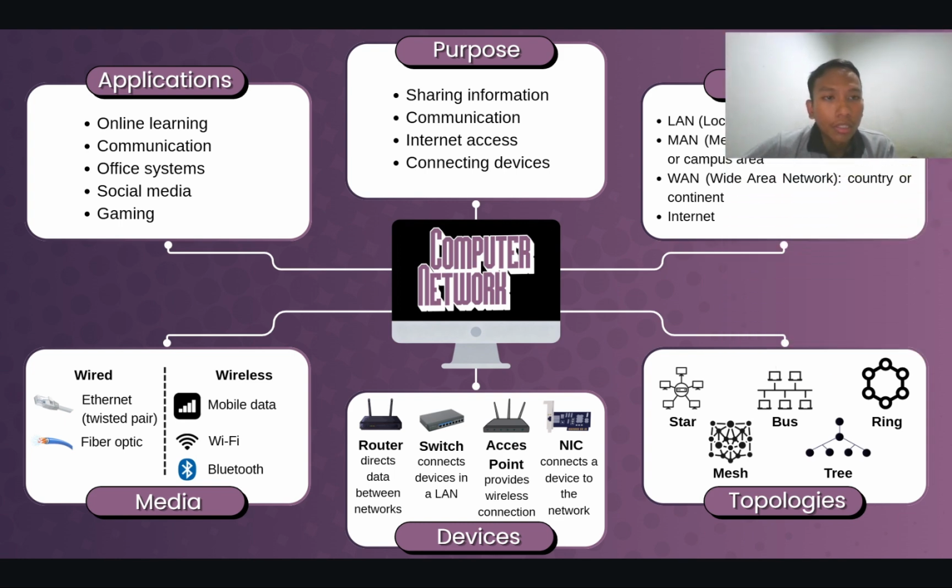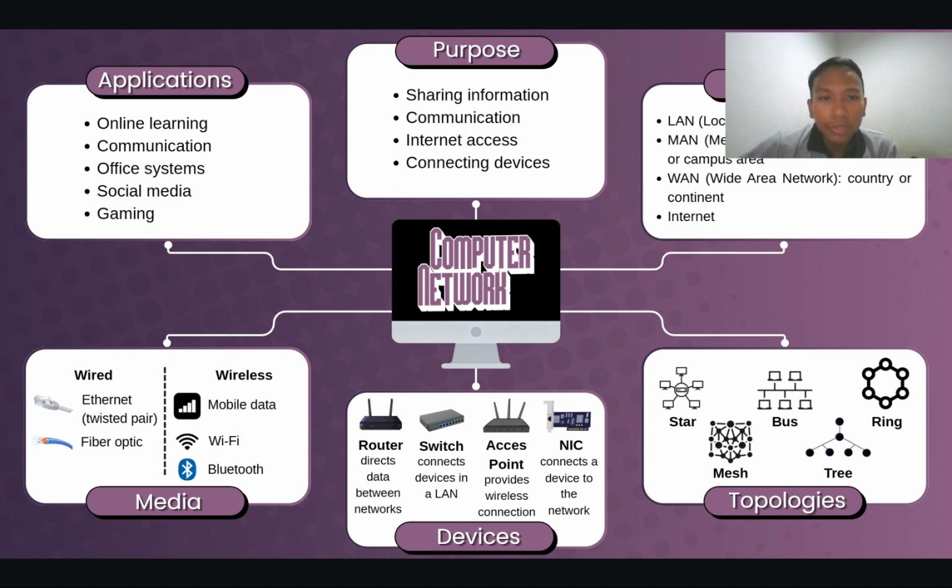The next one is topology. The common topologies used in computer network are star topology, mesh topology, bus topology, and tree topology. Also ring topology.